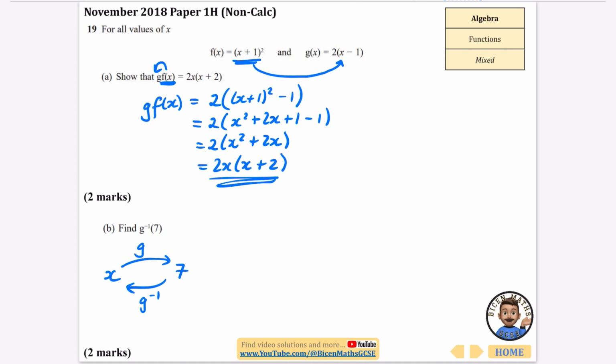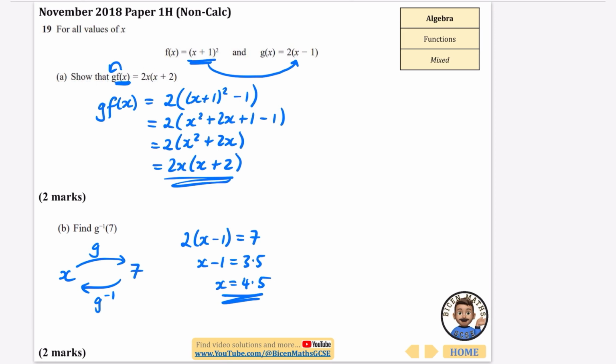Now, if you find that a bit confusing, that's not a problem, but this is something that if you just learn, let's say it's kind of last minute, if it looks like that, instead of substituting 7 in, make it equal to 7. So 2 brackets x minus 1 is equal to 7. I'm going to divide both sides by 2, so x minus 1 is equal to 3.5, and then I'm going to add 1 on, so x is equal to 4.5. Let's just write that 4.5 a little bit neater. So we get x is 4.5.